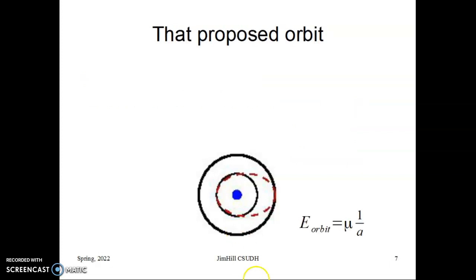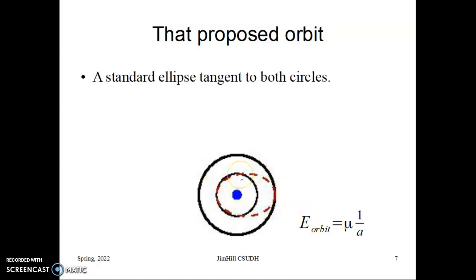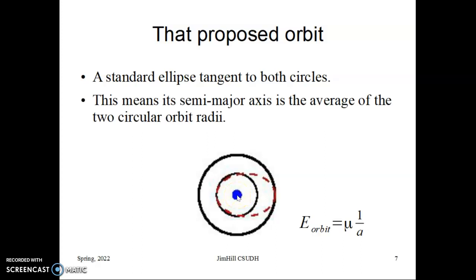So there's my generic form for the energy of an orbit. And I've proposed an elliptical orbit that goes tangent to both circles. It just gets from the initial circular orbit out to the distance of the larger orbit. Now, I need to know the semi-major axis of that, the length of the semi-major axis.